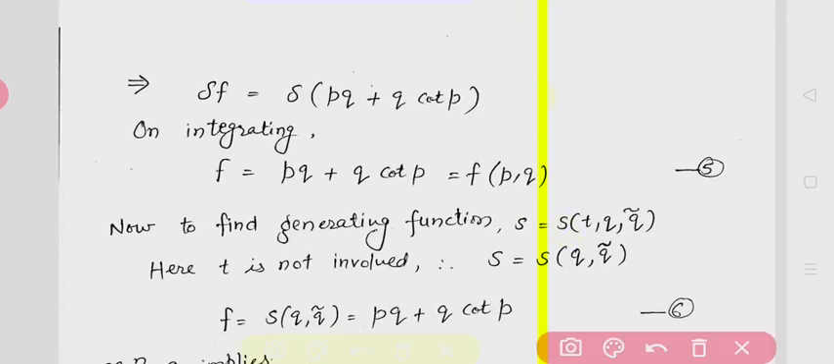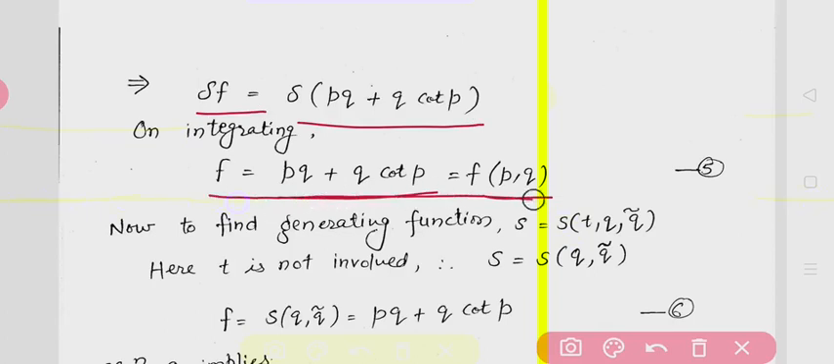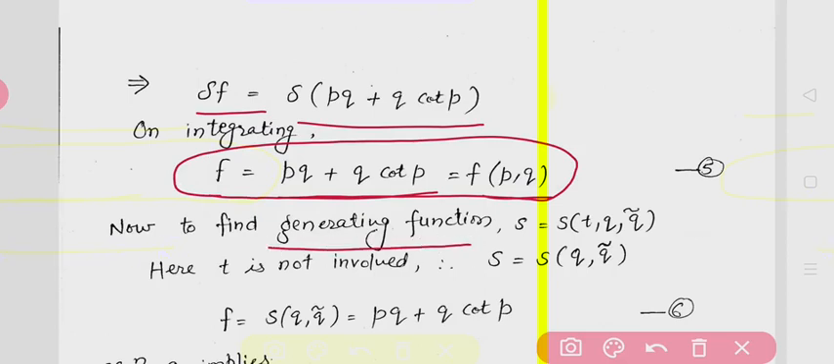So I write down this one. Delta F is equal to this one. So that means F will be equal to this one, which is a function of P, Q. Okay. Now I will get the generating function in terms of P, Q. Right. Now if you find out the generating function in terms of Q and Q tilde, I call that function S. S is a function of t, Q, Q tilde, but t is not involved here.